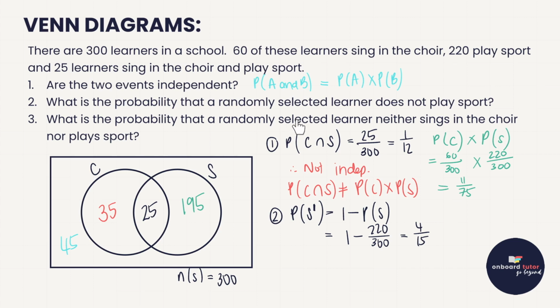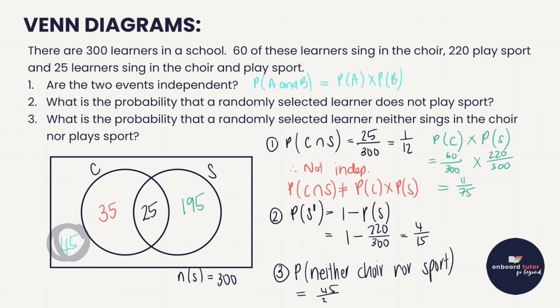And then finally, again, the Venn diagram helping us out so much here. What is the probability that a randomly selected learner neither sings in the choir nor plays sport? Over here, we have determined that 45 students are out there. They are not in either of those events. So the probability of neither choir nor sport is simply those 45 out of the 300, and that simplifies to 3 over 20.